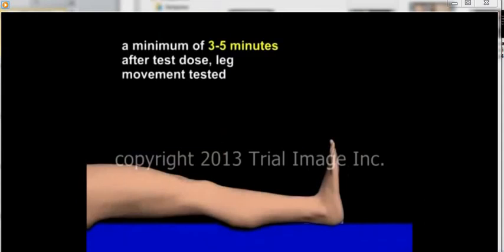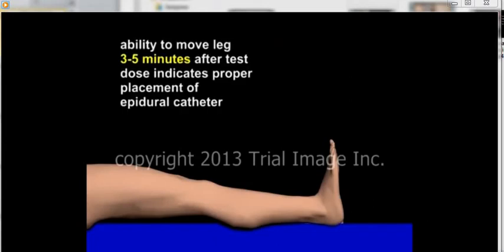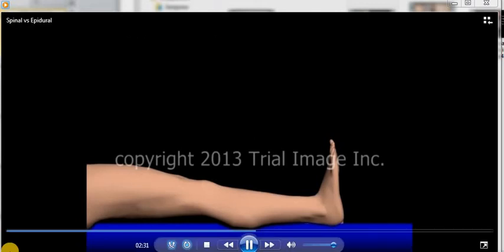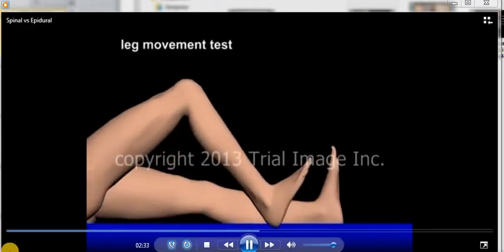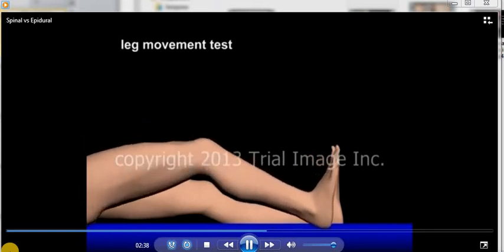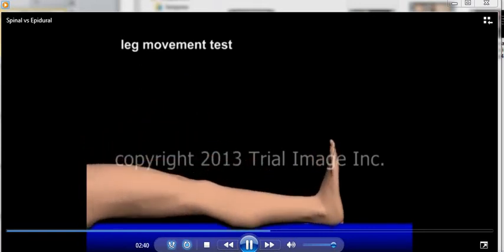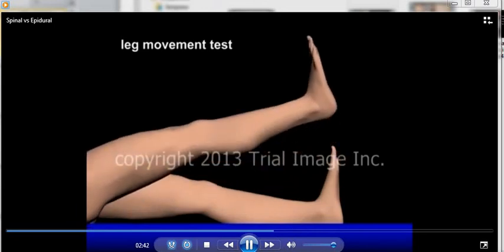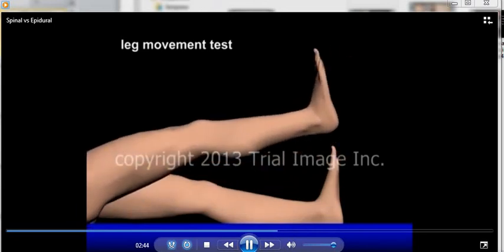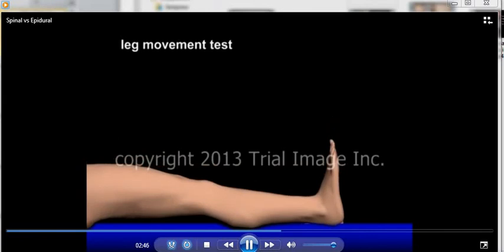A minimum of 3 minutes after the test dose, the patient's ability to move their lower limb is tested. If the patient is able to move their lower limb, this indicates proper placement of the epidural catheter in the epidural space. If the lower limb cannot be moved, then placement of the catheter within the dura and arachnoid layers must be assumed. This is also known as an intrathecal catheter placement and requires that the catheter be removed and the placement procedure started over.